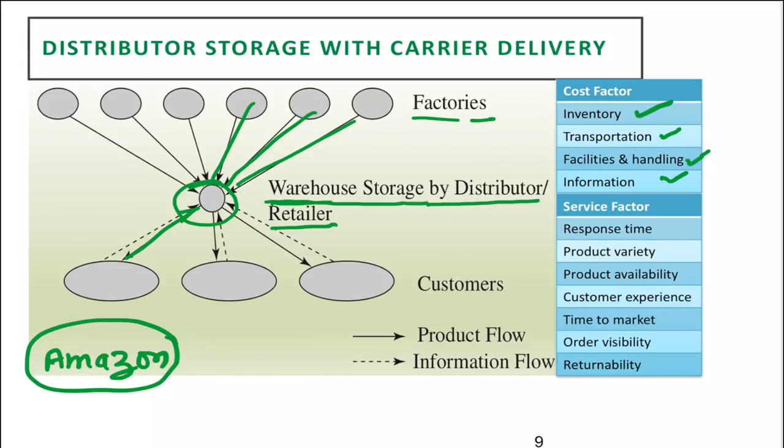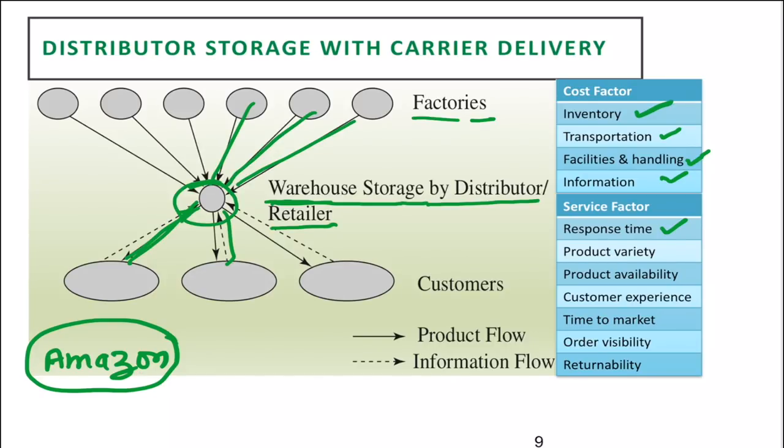Customers directly deal only with this distributor or retailer like Amazon. Customers do not have to really interact with factories directly. Looking at the service factors, response time compared to the first design is obviously lower.